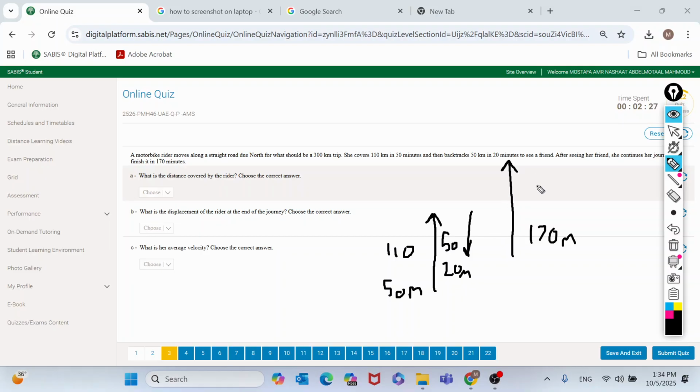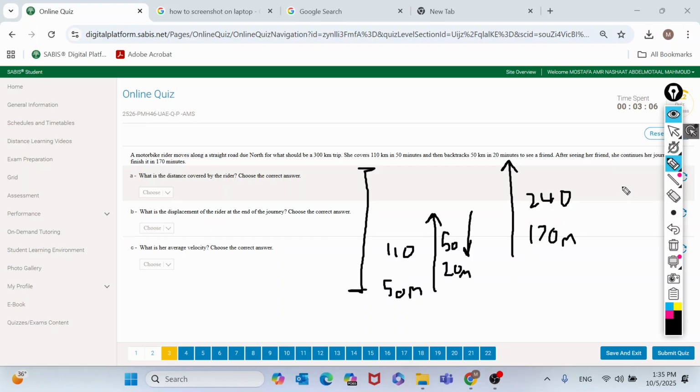First of all, we need to find how long this is. So this whole thing, all of this is 300. So 300 minus 110, because this bit already went up, plus 50 because she went back down. So you're gonna get this part is 240. So she traveled 240 in 170 minutes.